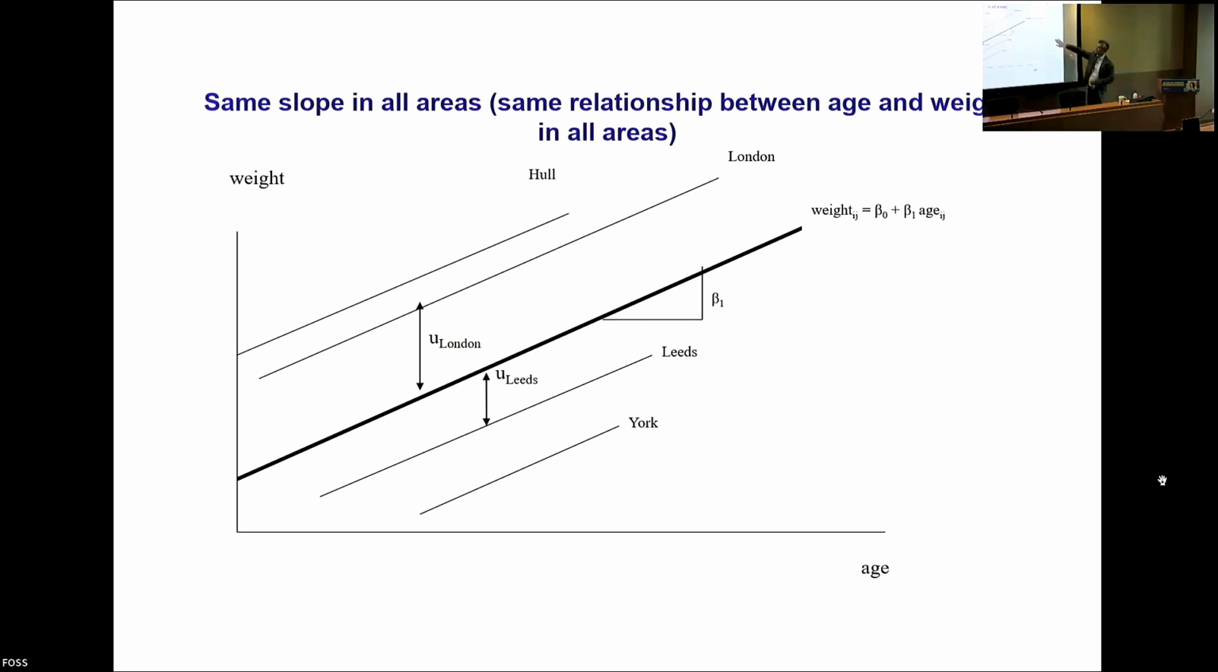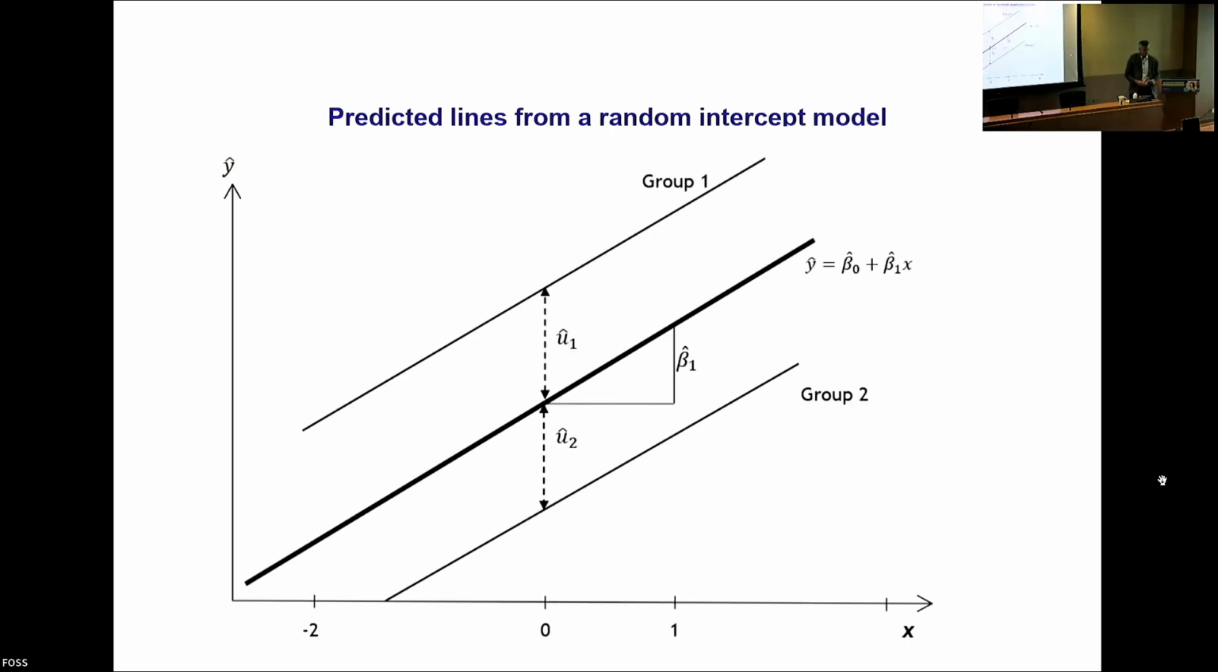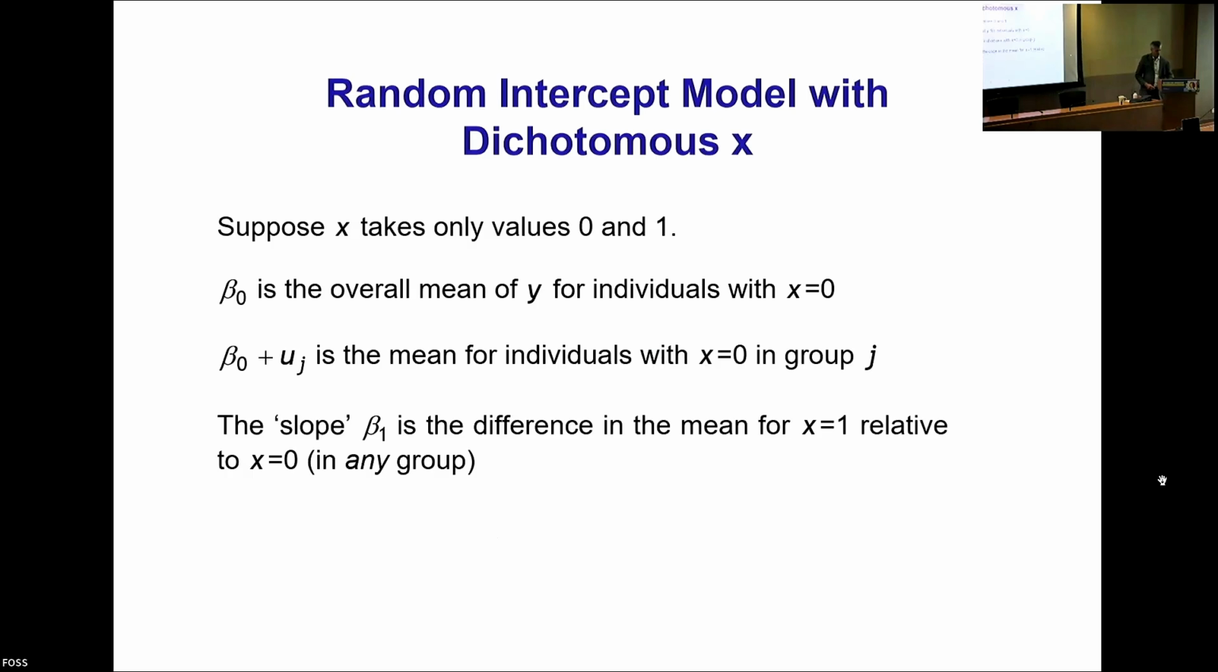So weight is a function of beta naught. So this overall slope is a function of beta naught, which is over here, plus beta 1, the slope, the overall slope of age. So the group and individual level residuals mean exactly the same thing. So the UJs, the interpretation is the same. The beta 1 is also the same interpretation here.